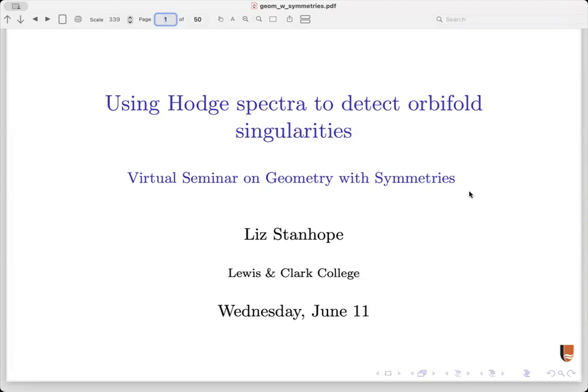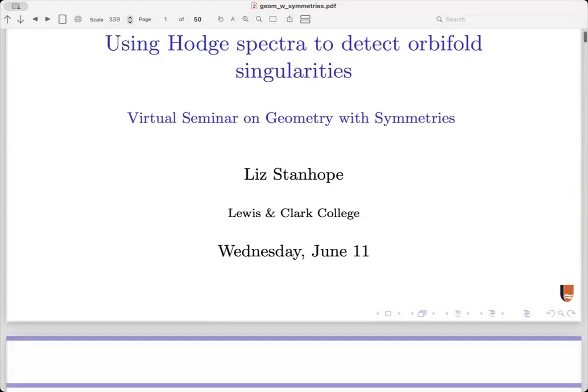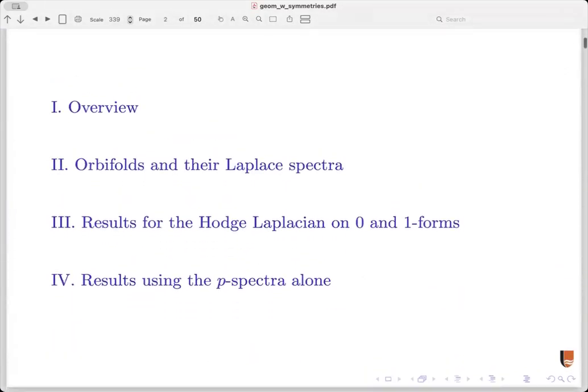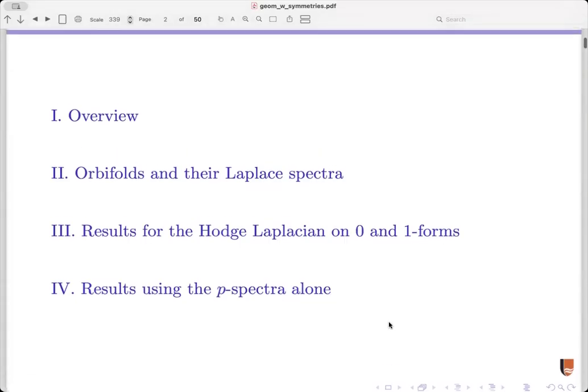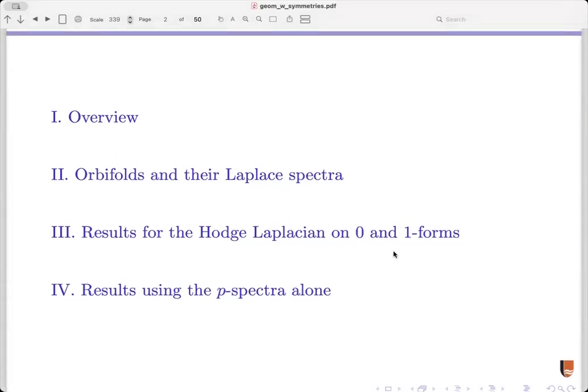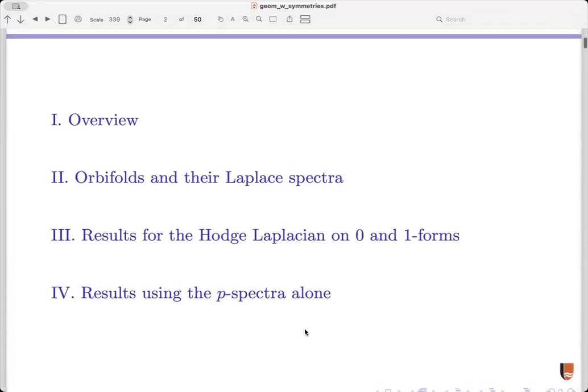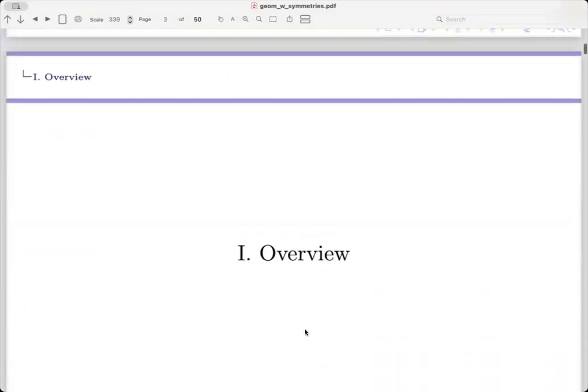Okay, so I'll be talking about using Hodge spectra to detect orbifold singularities. I'll start with an overview of the results I'd like to highlight today. Then I'll jump into a little bit about orbifolds and what we can tell about orbifolds using their Laplace spectra. After that, we'll shift over to using the Hodge Laplacian, particularly on 0 and 1 forms for starters, and then looking at the Hodge Laplacian just for p spectra alone, and again trying to say things about orbifold structure using these spectra. So that's the overview.